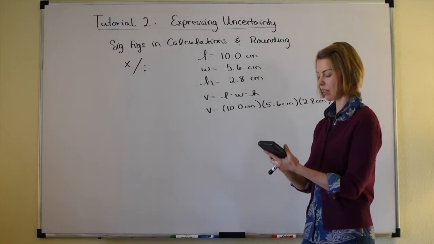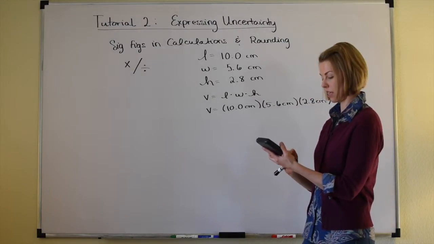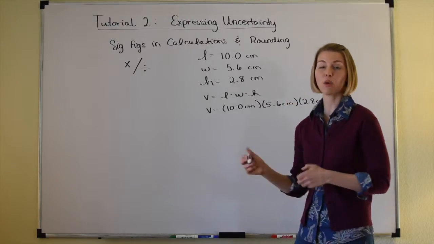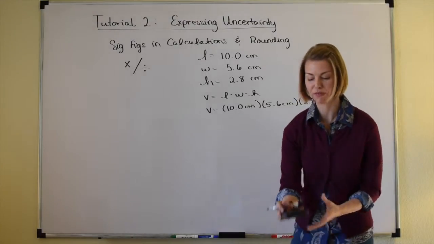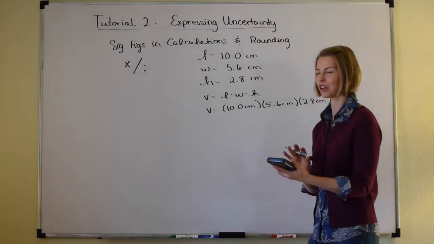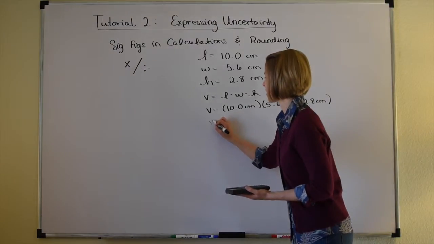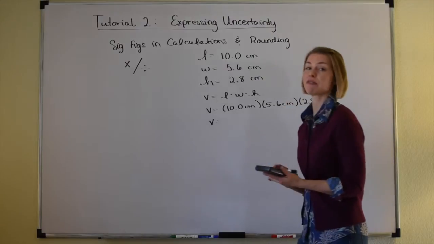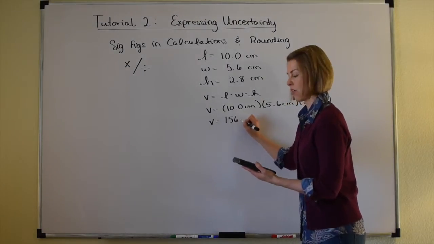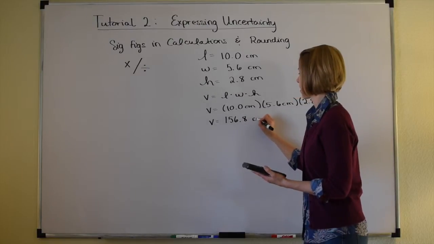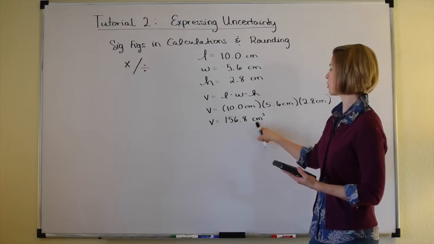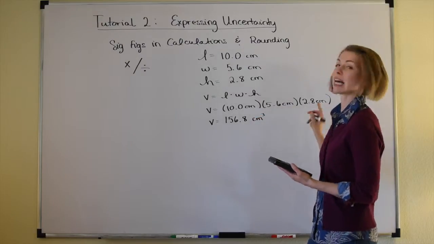Okay, so 10, 5.6, and the 2.8. All right, now your calculator is not going to give you the correct number of significant figures, or if it does, it is only by coincidence. So the calculator does not know how to account for significant figures. You have to do that yourself. So I'm going to write down everything that the calculator gives me here. 156.8 centimeters cubed, because it's centimeters times centimeters times centimeters.